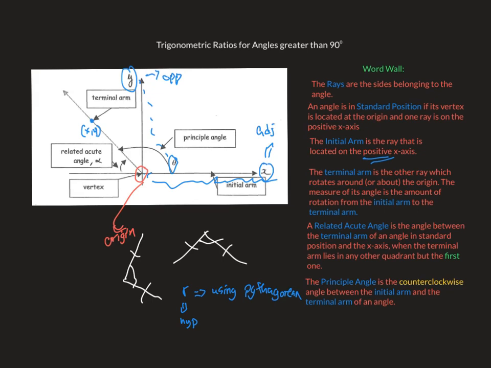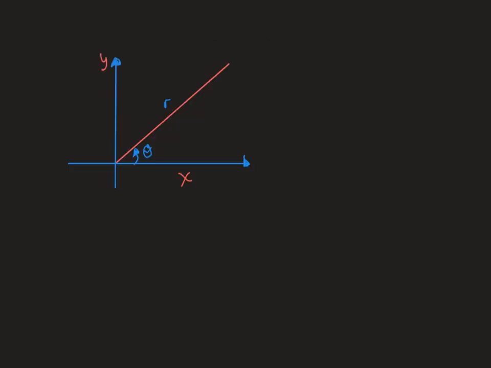So let's look at how we would accomplish this in some examples. Let's take a look at this example here. Let's say this is my terminal arm. This would obviously be my initial arm because it's my x. This is the angle made between them. We would call that the principal angle.